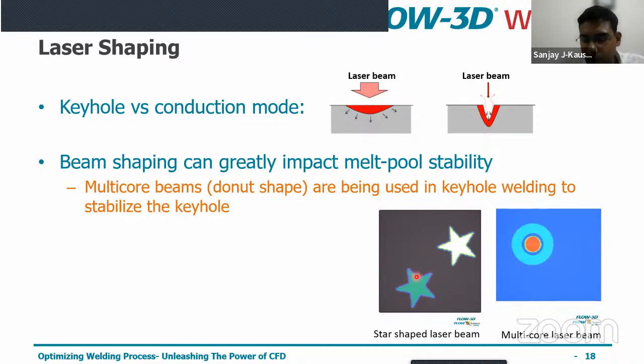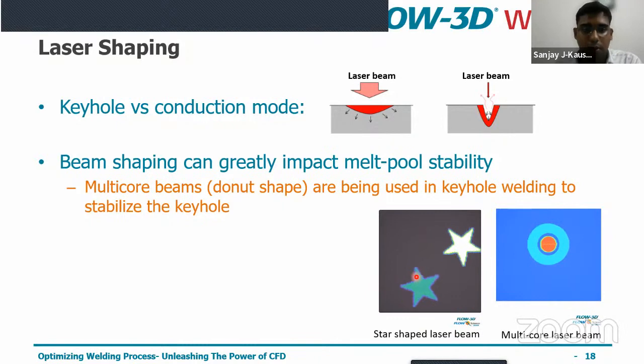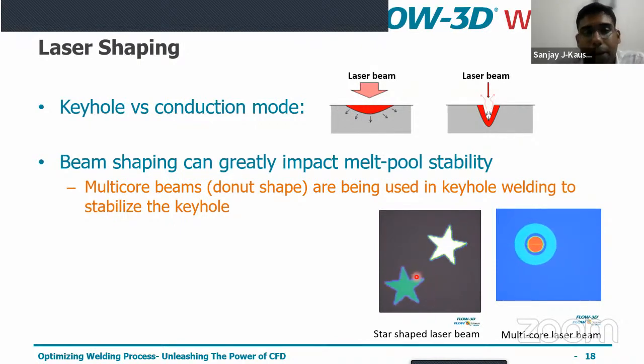When you stabilize your melt pool, what you're trying to achieve is to reduce the amount of post-processing required after the welding is done. I'm just saying you can reduce some kind of post-processing once you stabilize the melt.